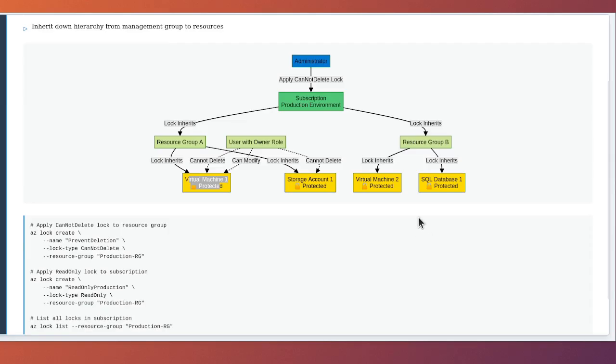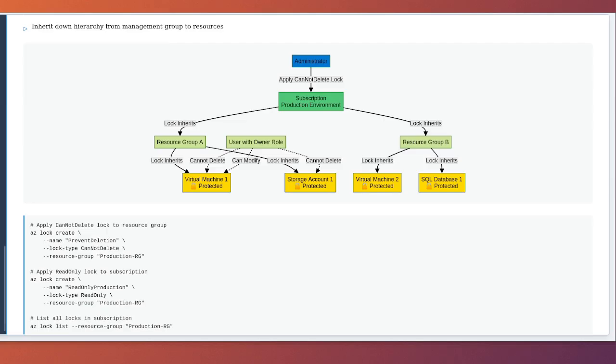To delete a locked resource, you must first remove the lock, which requires specific permissions. The lock removal operation is separate from the resource deletion operation, creating a two-step process that prevents accidental deletion. This two-step process also appears in audit logs, providing clear visibility when someone removes protection from a resource. You can set up alarms to notify administrators whenever a lock is removed, allowing you to monitor protection changes.